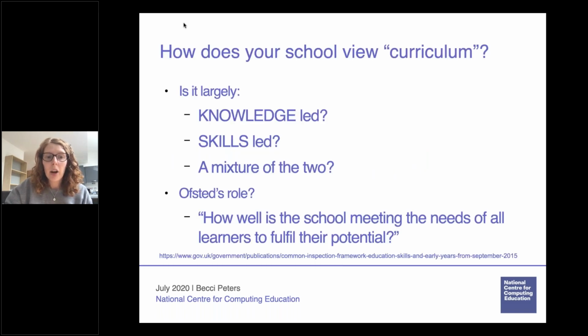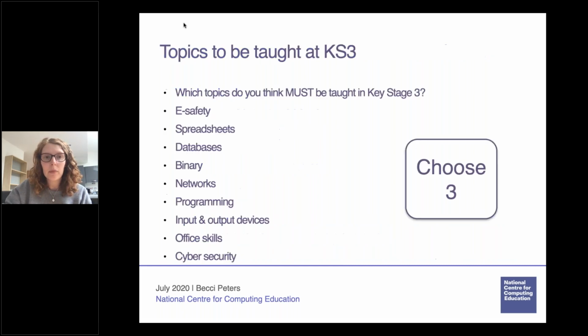So in terms of Ofsted, they say that they are looking at how well the school is meeting the needs of all learners to fulfil their potential. They've obviously changed their framework recently, and they're looking at what you're planning for your curriculum. They're not necessarily looking at individual lessons, but at what you're planning and whether you're meeting the needs of all those students and preparing them for the future.